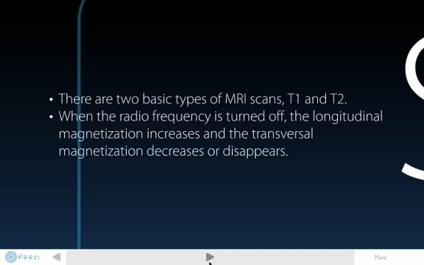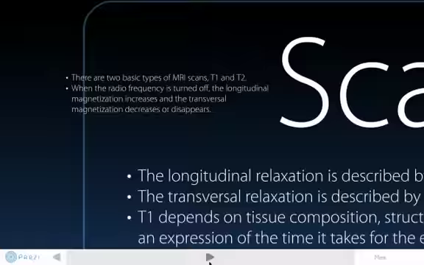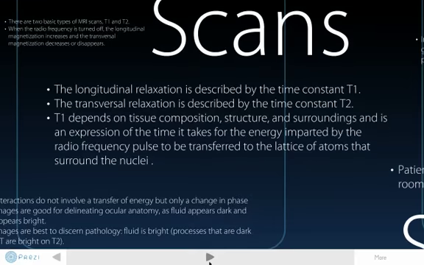The types of MRI scans. There are two basic types of MRI scans, T1 and T2. When the radio frequency is turned off, the longitudinal magnetization increases and the transversal magnetization decreases or disappears. The longitudinal relaxation is described by the time constant T1. The transversal relaxation is described by the time constant T2.